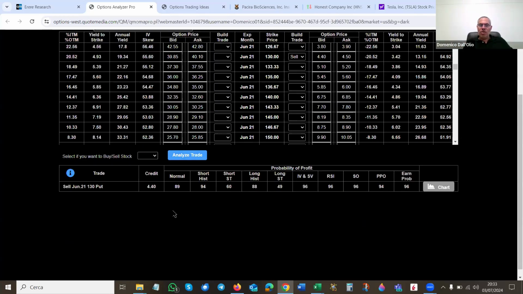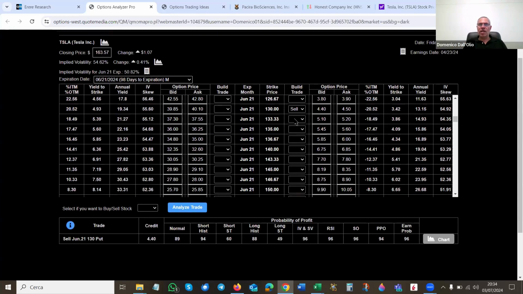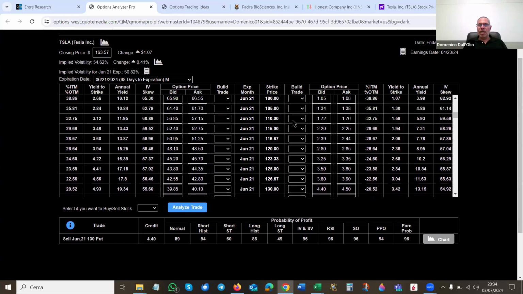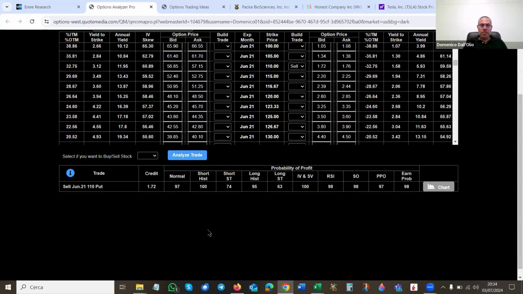Here we go. You see the probabilistic readings: 89, 94, 60, 88, 49, the long stress test probability. If you remember what I told you last time, never fight the stress test probability. So let's try something else. Let's try and pick a better strike price. I don't know, 110, sell, collecting 172.